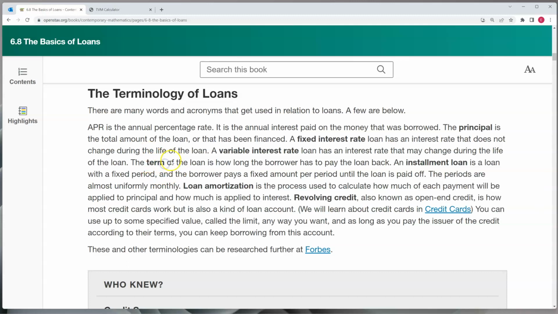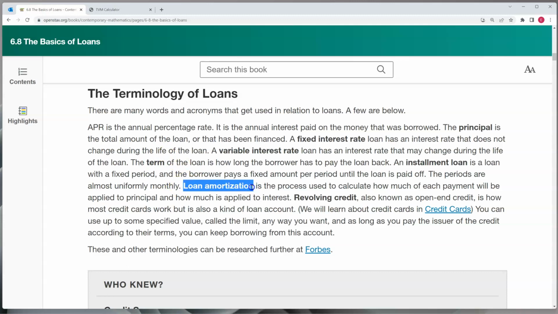The fourth term here is the term of the loan. And that's how long you're going to borrow and you will be expected to pay back the loan. Mortgages are usually longer term loans, 30 years, 15 years. Car loans typically start at 5 years, but can go up as much as 10 years. And so that's a term.